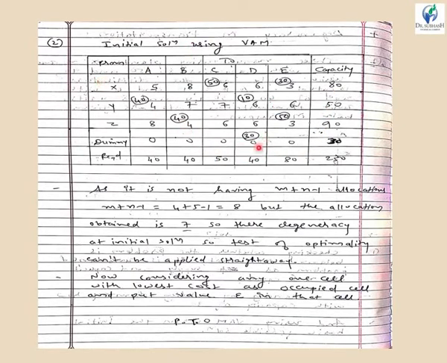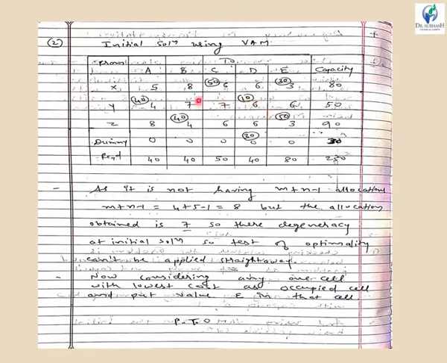This is the final table. We have added the dummy row whose unit costs are 0 and with capacity of 30. Now you can see the problem is balanced, and after balancing the problem we used Vogel's method to obtain the initial basic feasible solution. With the help of this method we have obtained this solution, and the total capacities are also exhausted.